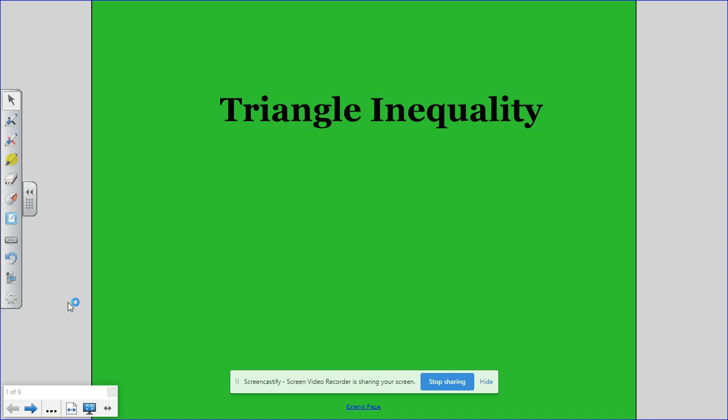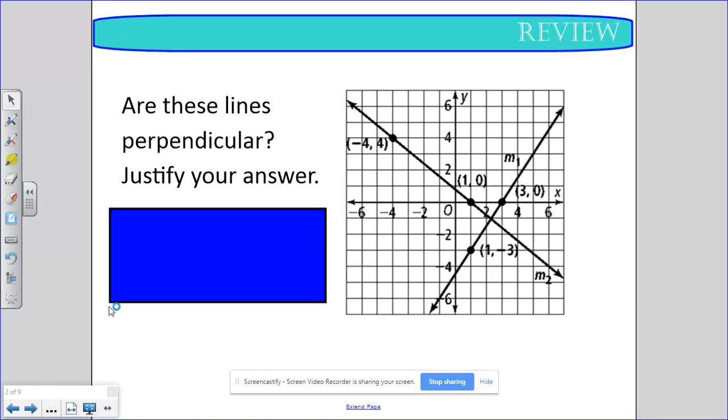All right, guys, let's move on to triangle inequalities. And before we do that, let's look at this problem from our slopes worksheet. So this showed these two lines and asked if they are perpendicular and to justify your answer. All right, many people will just put, yes, they are perpendicular because they intersect. That is not correct.